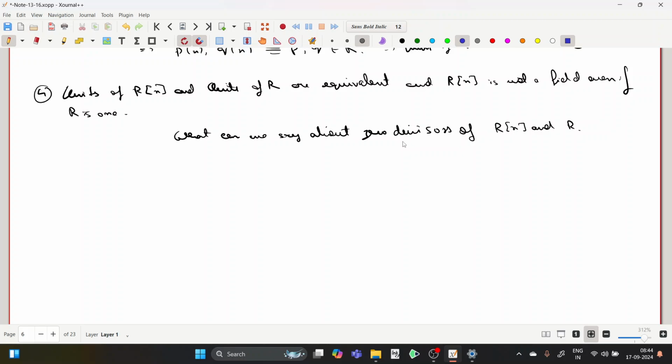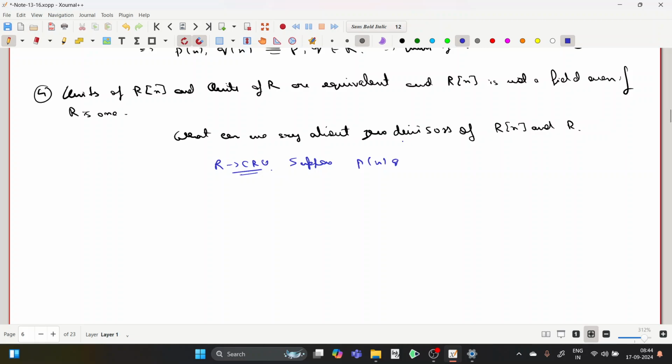Talking about zero divisors of R[x] and R makes no sense if R is an integral domain, because we have already seen that if R is an integral domain, R[x] is also an integral domain, so it will obviously have no zero divisors. So there's no point in talking about that. So assume R to be simply a commutative ring with unity. So let R be simply a CRU.